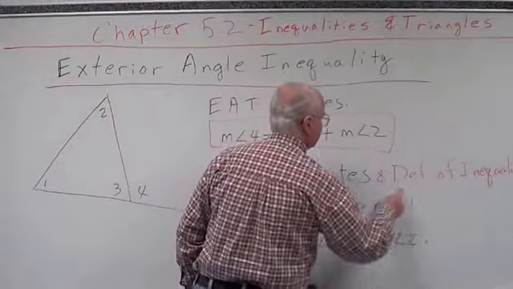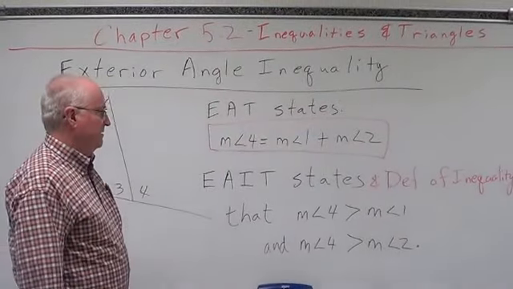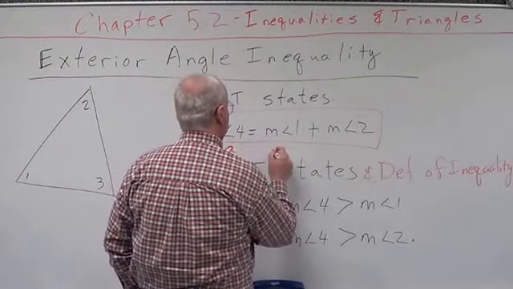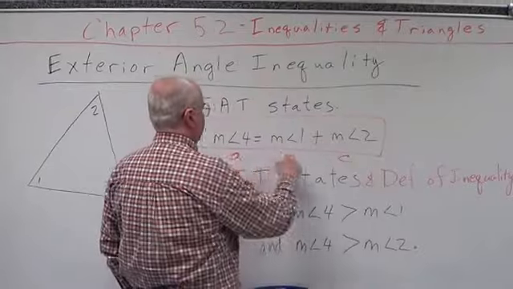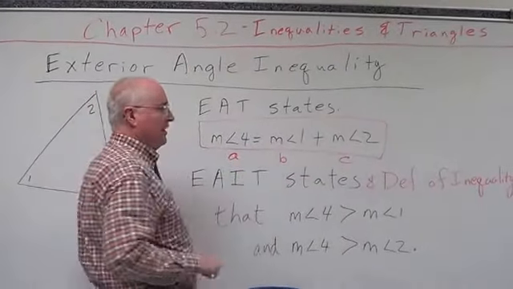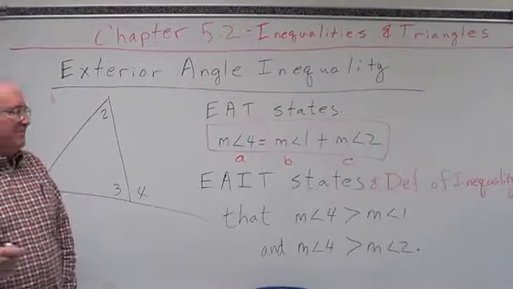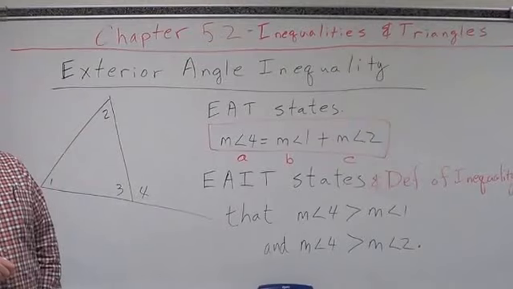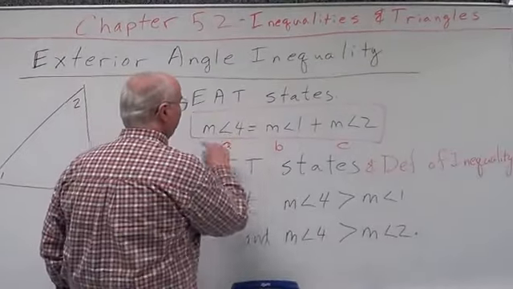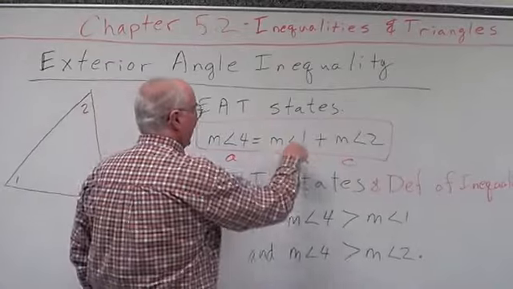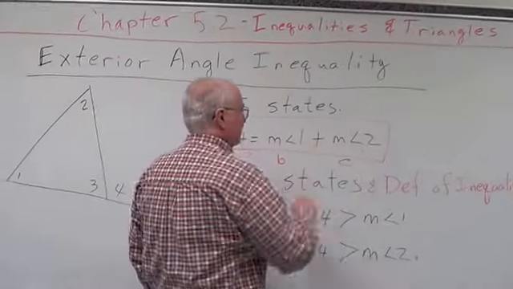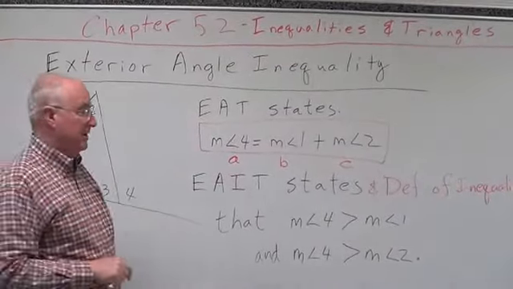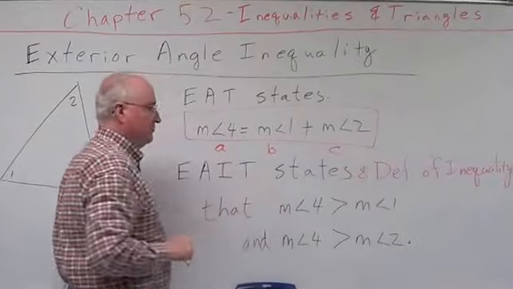Go back and look at your definition of inequality. If this represents A, this represents B, and this is C, we have a definition of inequality. If A is greater than B, that can only happen if we can add a C to B that will equal A. In this case we've done that. We have an A, the measure of angle 4, and we have a B, which is the measure of angle 1, and we have a C, which is the measure of angle 2. So A is greater than B because we can add something to B to equal A.